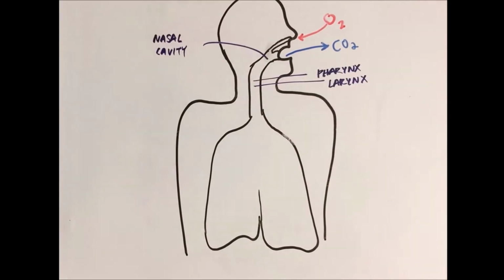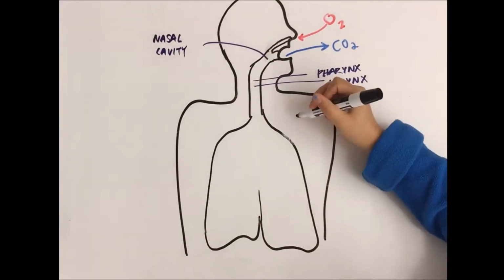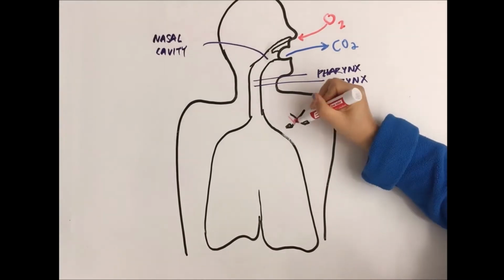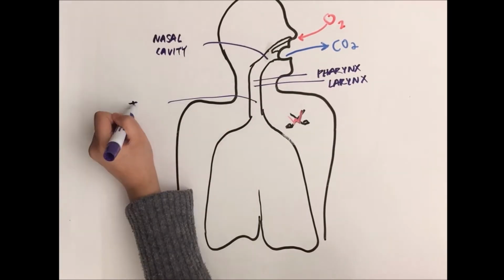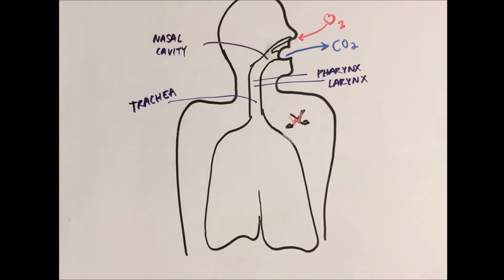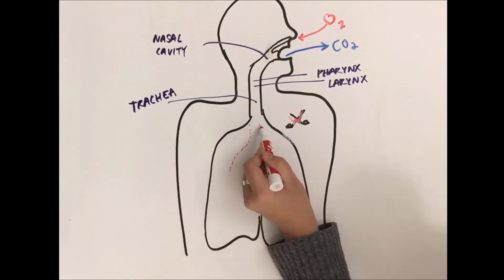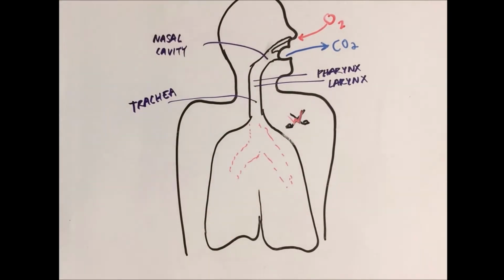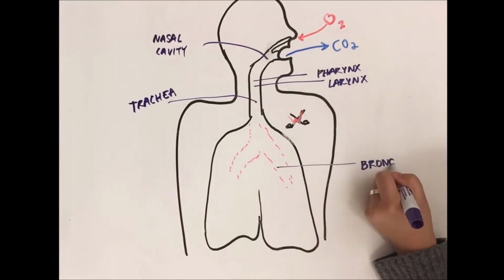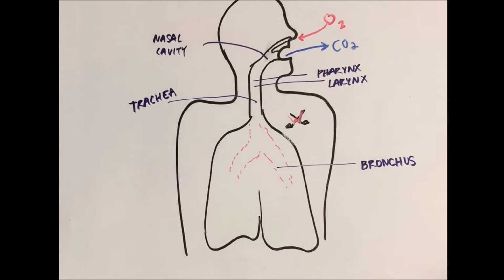Oxygen enters through the nostrils or the mouth, while carbon dioxide leaves the body. The nose filters the air with its hairs and also warms and humidifies the air. The air goes through the pharynx, the larynx, the trachea, the bronchi, the bronchioles, and finally the alveoli, which are the air sacs at the end of the bronchioles.